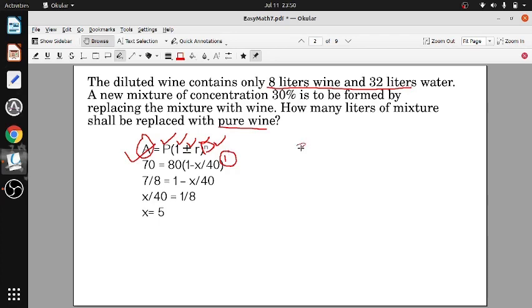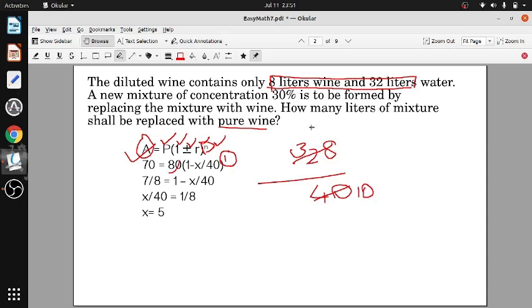Now, 32 liters water out of total 40. And how do we know it is 40? Because 8 liters wine and 32 liters water, total mixture 40. So this would be 80%. Cancel by 4. 4 8s are 32 and 4 10s are 40. 8 by 10 or 80%. So this is the starting amount, the principal.